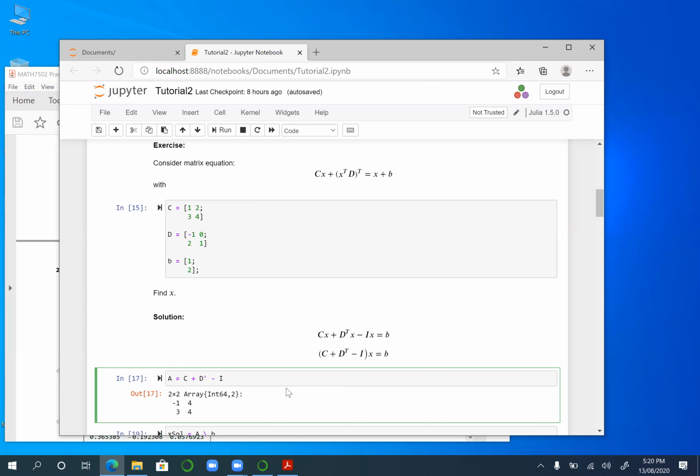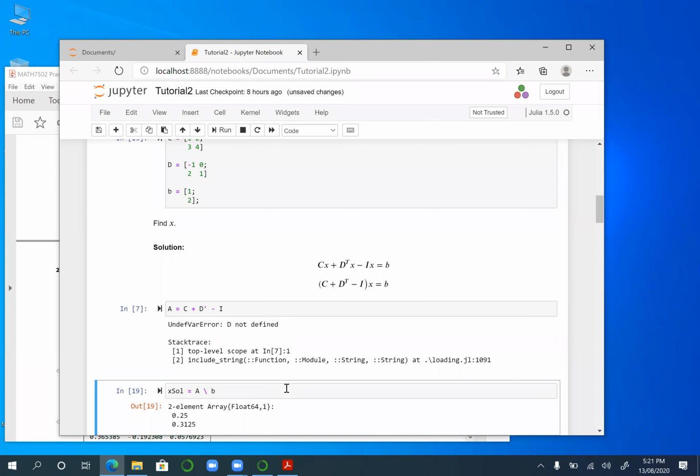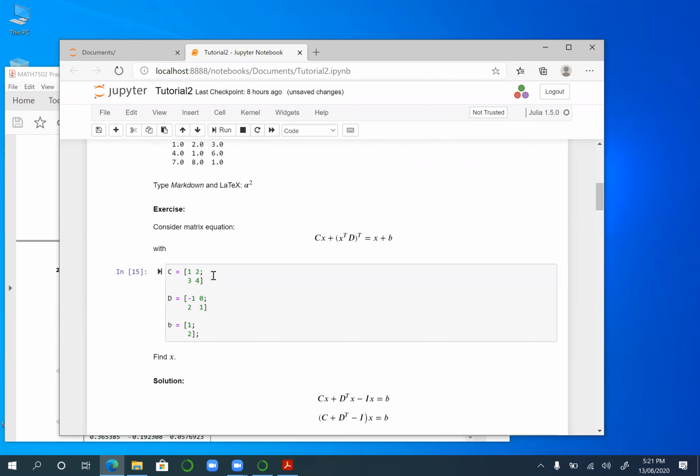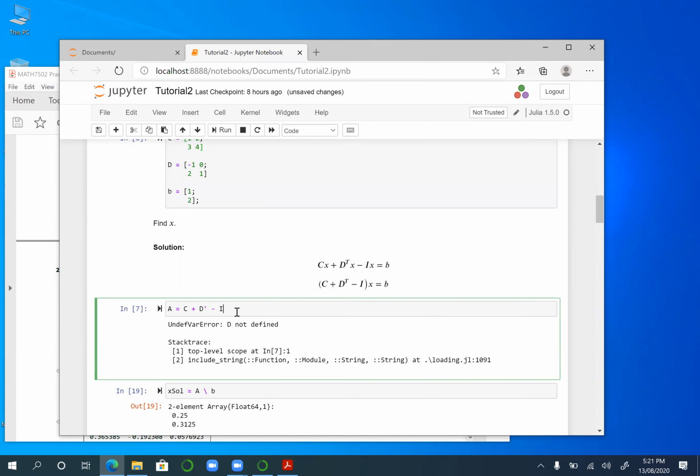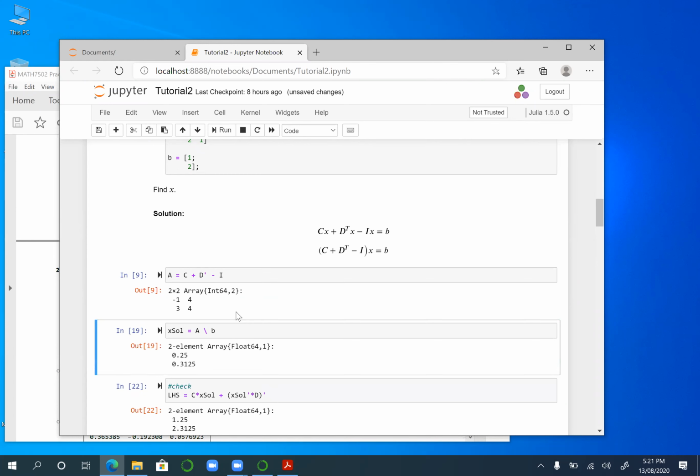Okay, so let's try this. Error: D not defined. That's because I skipped this, so I'll have to go up here and include that calculation. So that should be in memory now, and now we'll scroll down and run this, and we'll put A in memory as C plus D transpose. Again, you've probably seen this before, but the apostrophe means transpose. That's Julia's syntax for transposing a matrix.